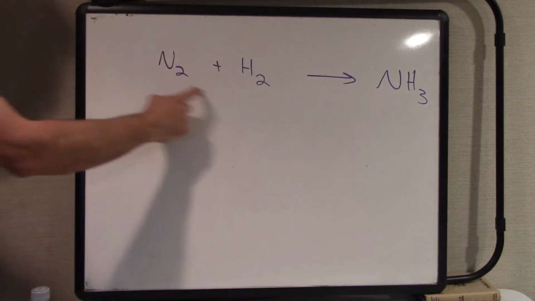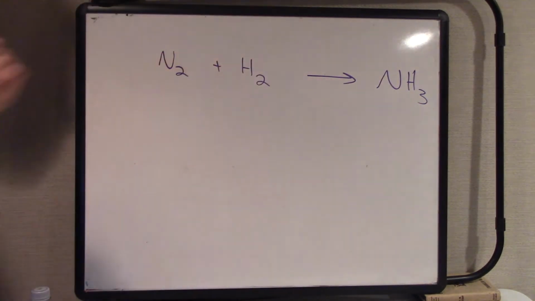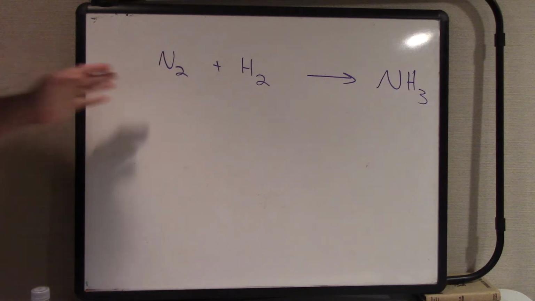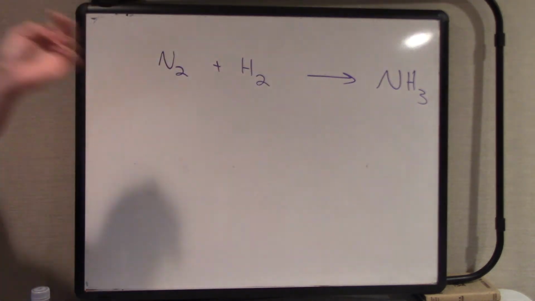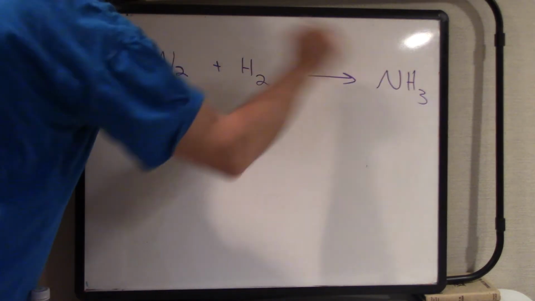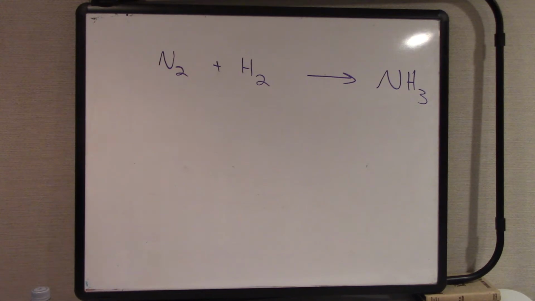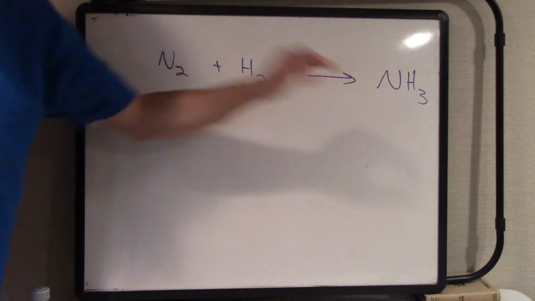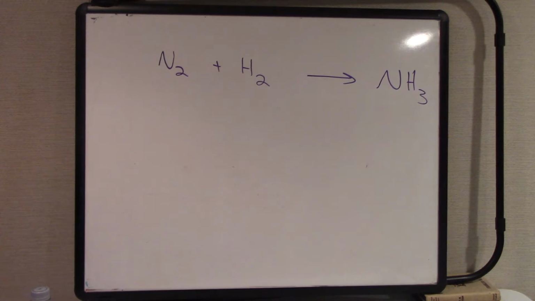If I change any subscript for any element that I see, I no longer have the same reaction that I started with. I formed a different reaction. So that's not how we can balance this equation. We can't be changing the subscripts. We can't change the identity of what these elements and molecules and compounds are. But what we can end up changing is the relative amounts of each. And that's what we're going to end up doing.